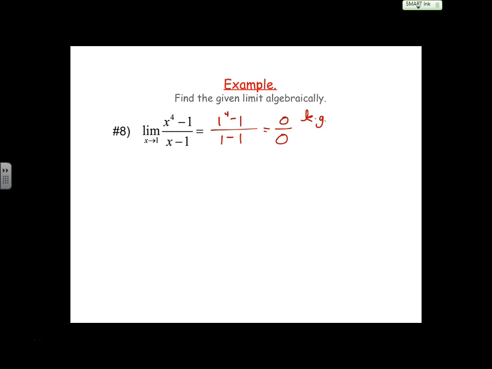Okay. Now what do I do? I don't know. Do something to change this guy. How can I change that guy? Any ideas? Factor out x. That's illegal. No shared x's.